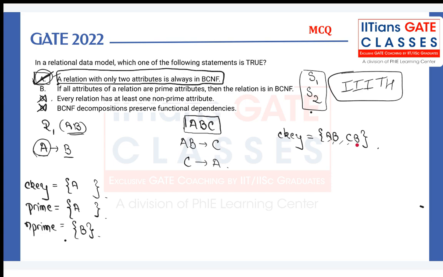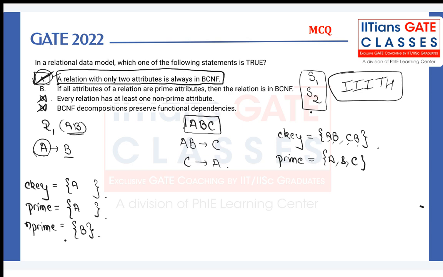Okay. So it qualifies the relation that all the attributes of the relation are prime attributes. Is this relation in 2NF? Is there a partial dependency? Can you see here? There is a partial dependency.